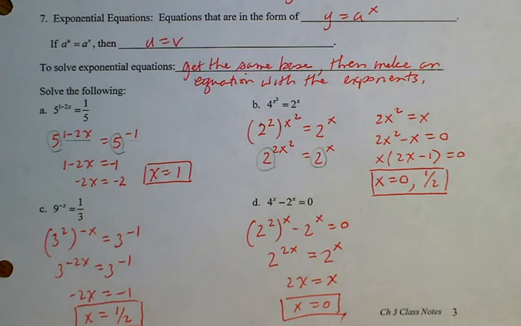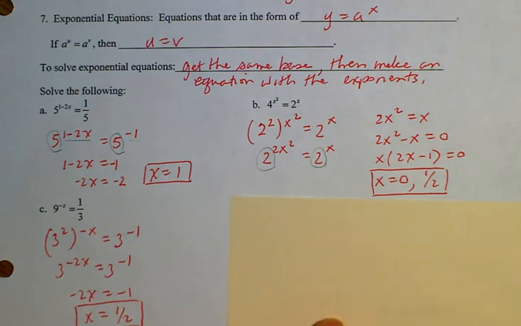Okay, for C, I'm going to rewrite it with a base of 3 for both of them. So it's 3 to the second power, and then raise it to the negative x, and 3 to the negative 1. And then it's 3 raised to the negative 2x because you're multiplying. And then this one I'll just keep as 3 to the negative 1. So the base again is the same on this. So I'll just make an equation with my exponents. So that becomes a negative 2x is equal to negative 1. So x is equal to a half.